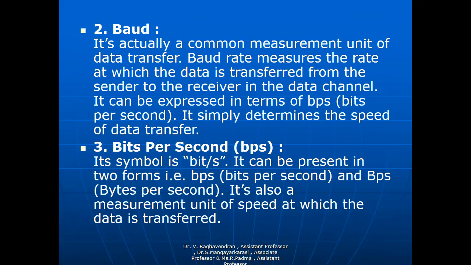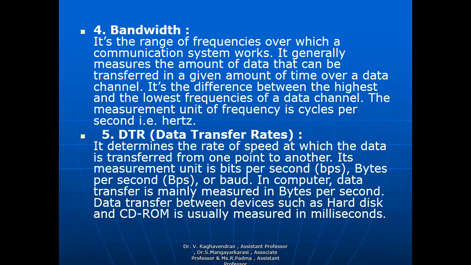The third terminology is bits per second, called BPS. It is a symbol of bits. It can be presented in two forms: small bps, that means bits per second, and capital BPS, that means bytes per second. It is also a measurement. It is used to identify the unit of speed at which the data is transmitted. So bit rate is used to identify the measurement of speed at which the data is transferred.